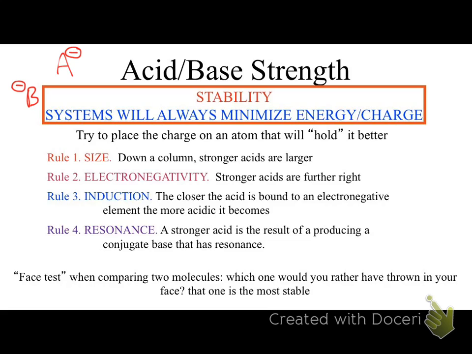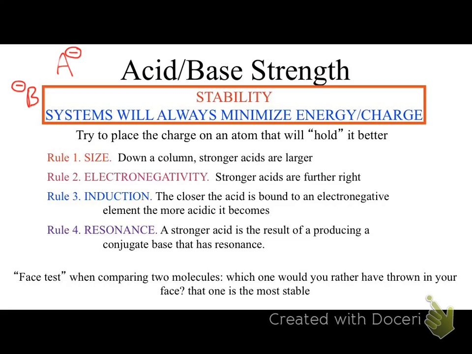So one of the things we can use to compare things is looking at the electronegativity of the atom from which the hydrogen is coming. The stronger acids will be further to the right. What does further to the right mean? They're more electronegative. That's actually what it was supposed to say. I just forgot to save it apparently. You'll notice I've got that set as rule number 2. Rule number 1: we're going to look at the size of atom A and atom B.